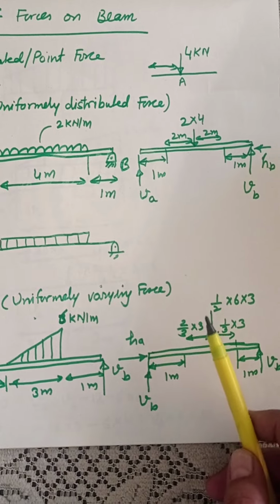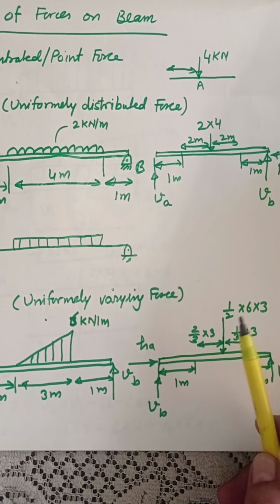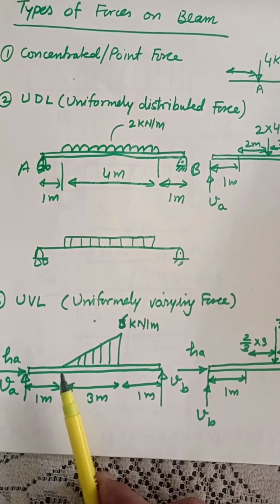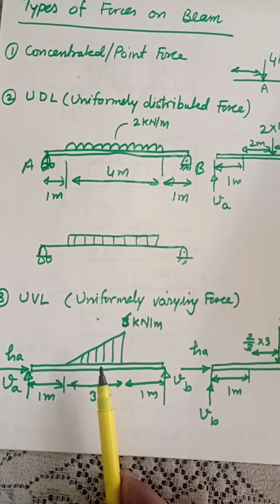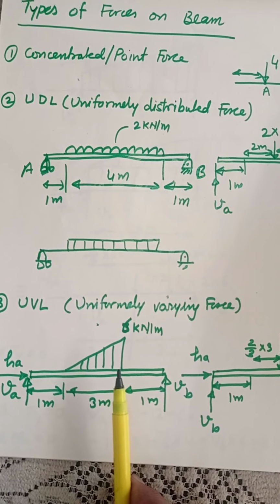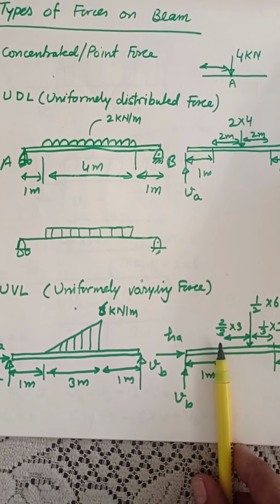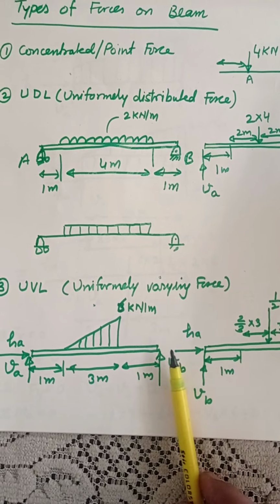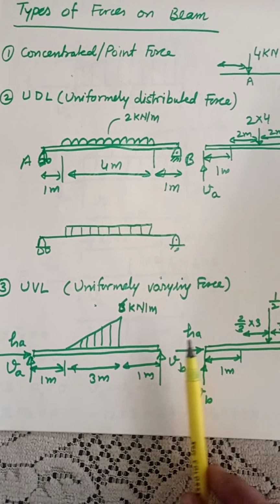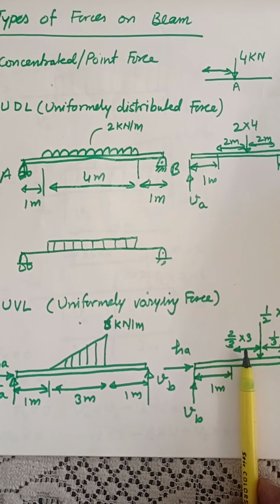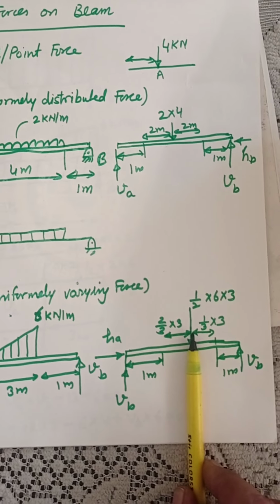So the complete force is acting at the center of this triangle. The centroid of this triangle is going to be 2 by 3 of the height from here and 1 by 3 from here. So if we have to take the center of this, this complete length is 3 meter. So you take 2 by 3 of 3.